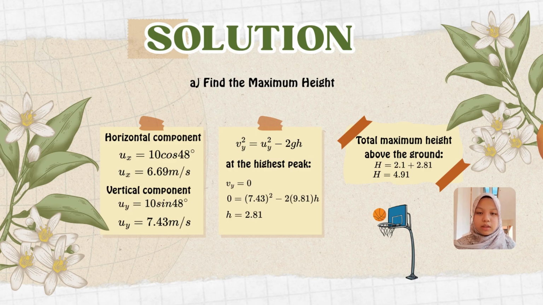Next, we calculate the maximum height of the basketball. At the highest point, the vertical velocity becomes 0. Therefore, we use the equation v squared equals u squared minus 2gh. We substitute the values. 0 equals 7.43 squared minus 2 times 9.81 times h. Then, we solve for h and got the final answer, h equals 2.81. Since the ball was released from a height of 2.1 meters, the maximum height above the ground is h equals 2.1 plus 2.81 equals 4.91.